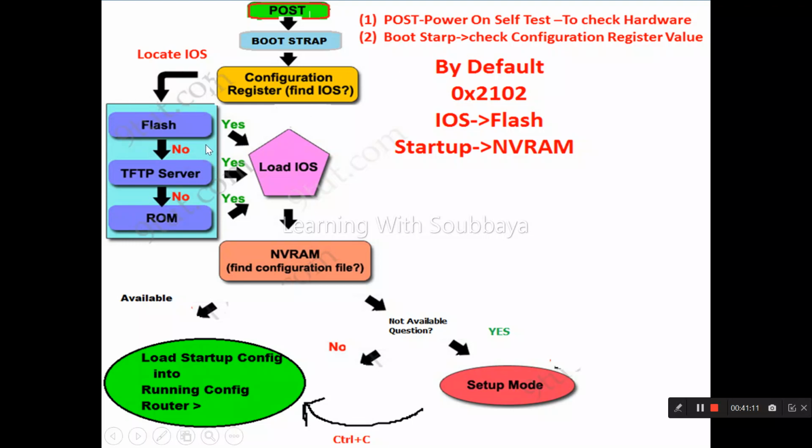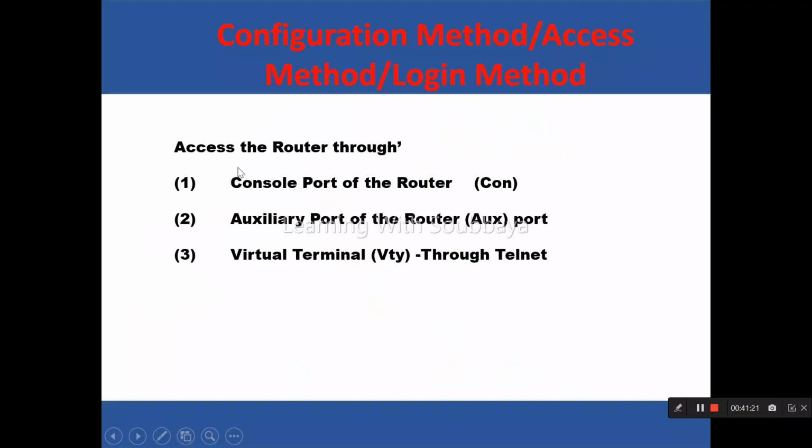The difference here is what I told you. If the IOS is not available in the flash memory, where do I need to check the IOS? Check in the TFTP server, whether it's available. If it is not available there, check in the ROM. So this is the process.